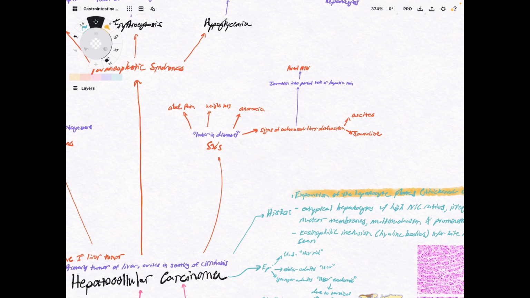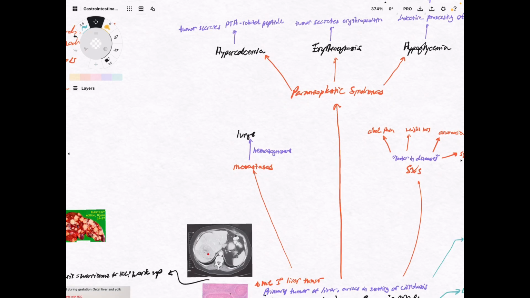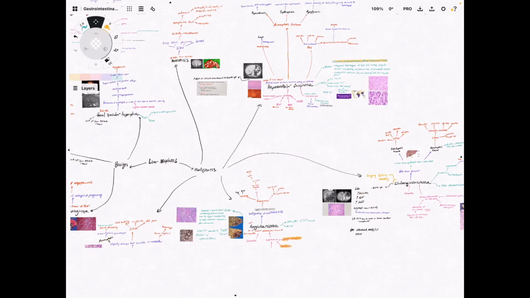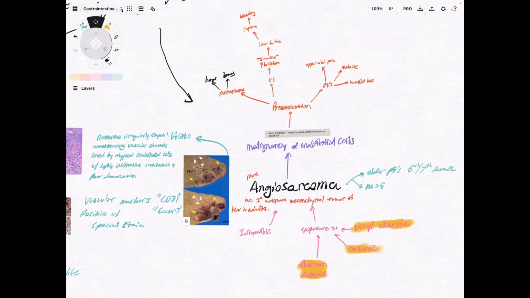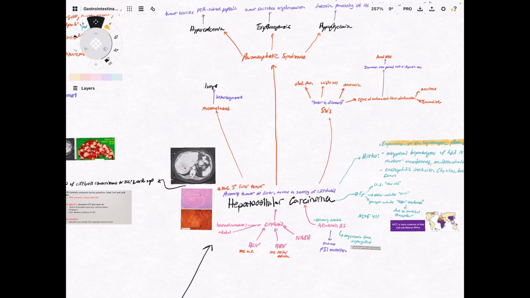And then you can also see portal hypertension due to the tumor invading the portal vein or the hepatic vein, and again, the portal hypertension can also lead to ascites. The common metastasized site is the lungs. So remember, if it was angiosarcoma, it was the lungs and the bones. Hepatocellular carcinoma is just the lungs.